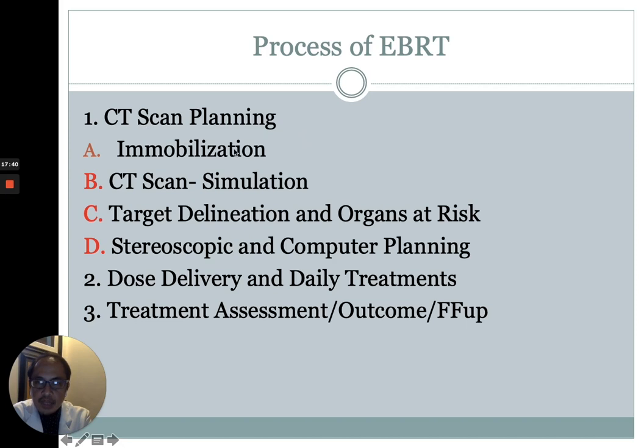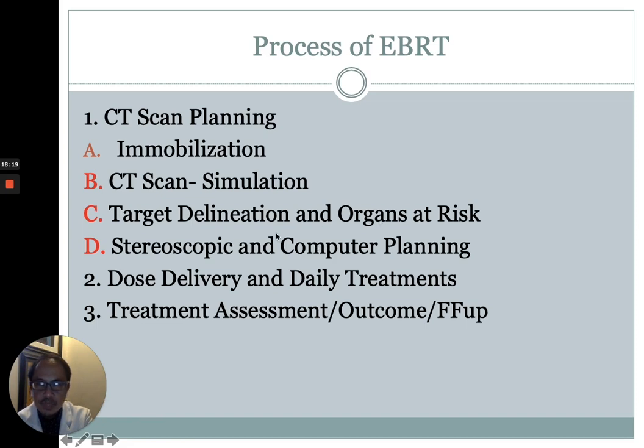In the CT scan planning, the patient would undergo immobilization so that the patient would not be able to move during the radiation therapy, and this would promote precision and accuracy. After the immobilization, the patient would undergo a CT scan simulation, and then we will have the images in our computer, and from there we would delineate the target, which are the areas that we need to treat, and also the organs at risk, or the areas that we have to avoid.